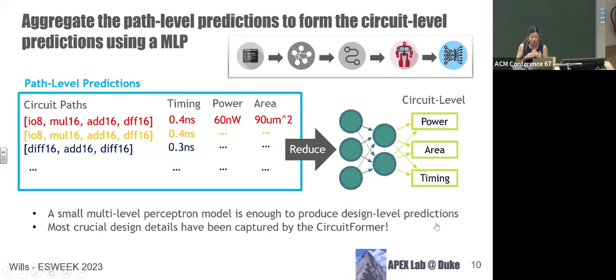For area, since the path samples are evenly distributed, the expected area of the design is proportional to the sum of the area of each circuit path. So for area, we use the sum aggregation function, the same as power. More details about the MLP model and the training data set can be found in the paper.